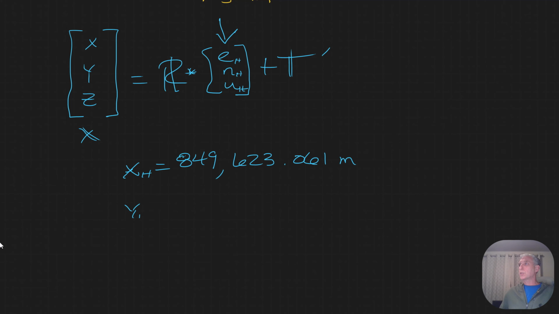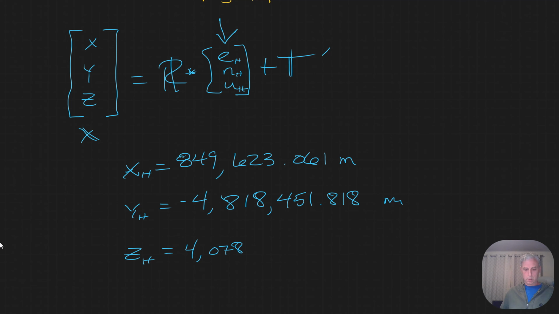and Y sub H equals -4,818,451.818 meters. These are some big vectors. And our Z equals 4,078,049.851. And that's it.